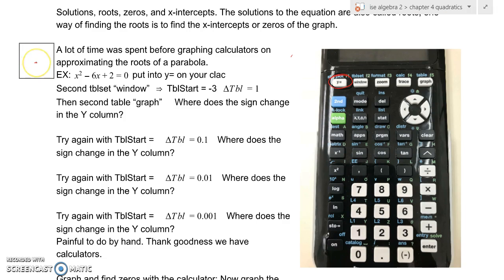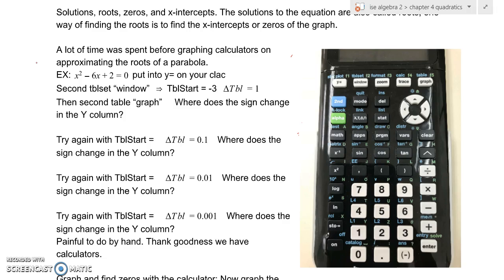So y equals x squared minus 6x minus 6. Oops. Should have just been minus x minus 6. So make sure you did get the correct y equals in there.